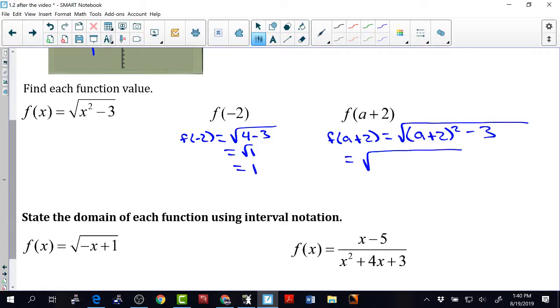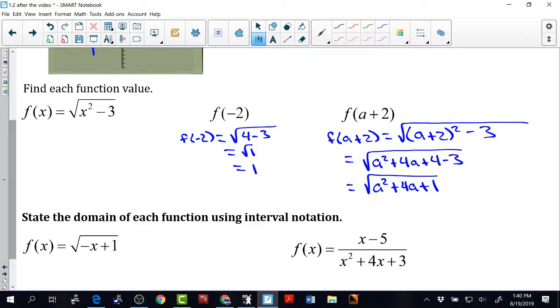We expect you to simplify this stuff. So we would not leave this as (a plus 2) squared. We have a squared plus 4a plus 4 minus 3. There's FOIL: a plus 2 times a plus 2. And then all we have left to do is minus 3.